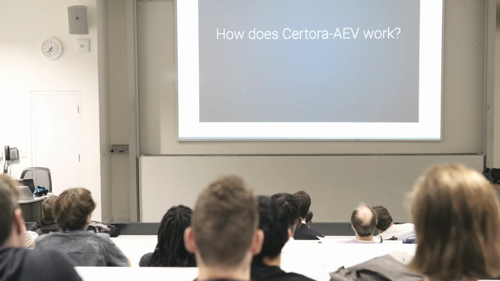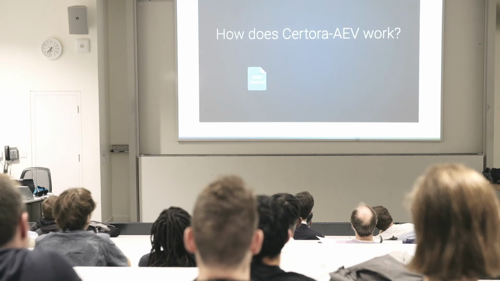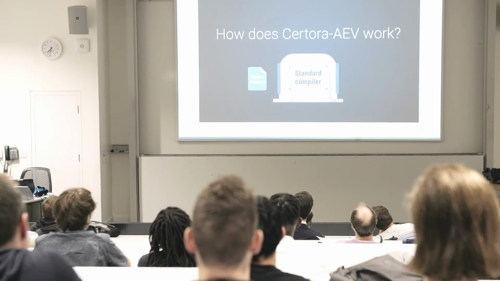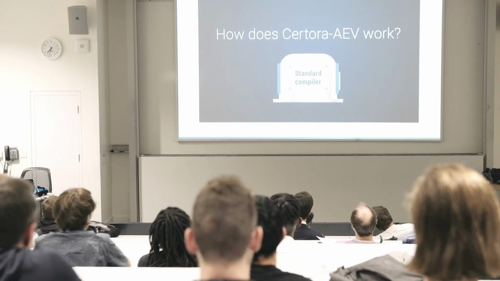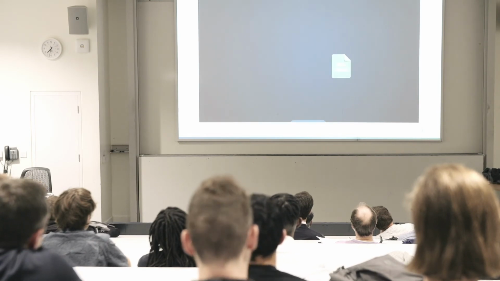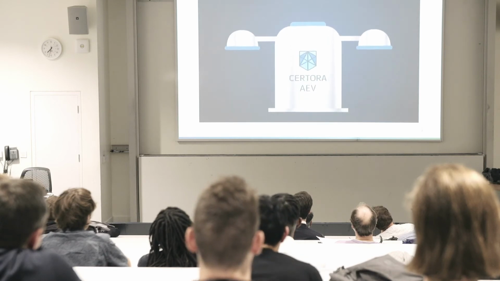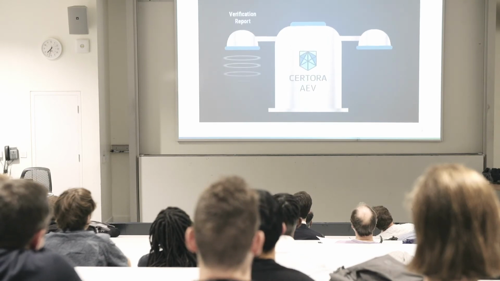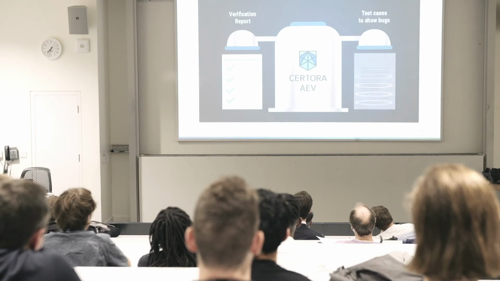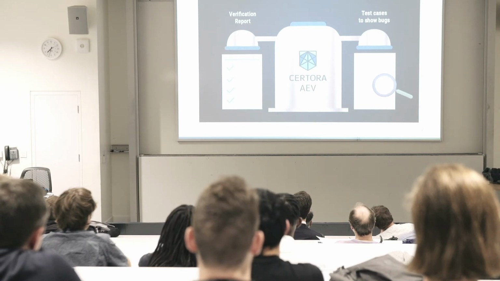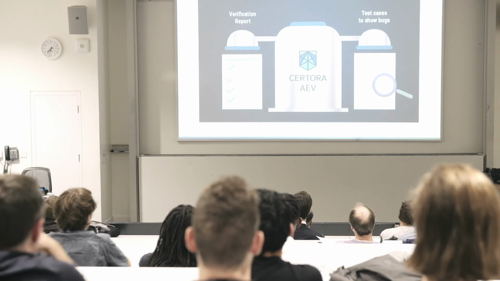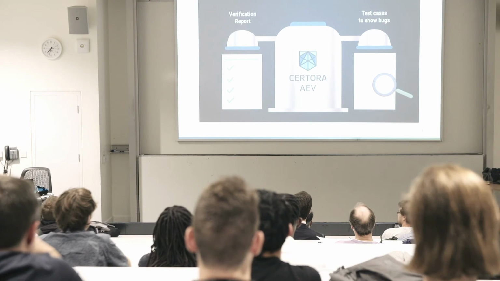How does Certora-AEV work? Certora-AEV receives a contract, which can be written in any programming language, compiles it using standard compilers, and analyzes all executions defined by the low-level instruction code against a set of expected properties. AEV produces a report with all the properties which hold and test cases demonstrating bugs. This way, AEV provides you with definitive assurance that your contracts behave the way you intended them to behave.